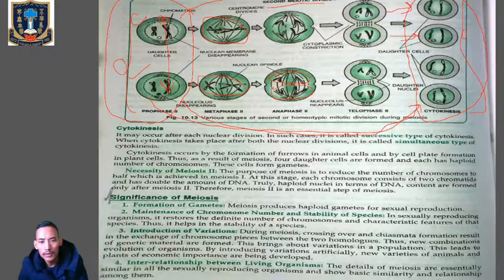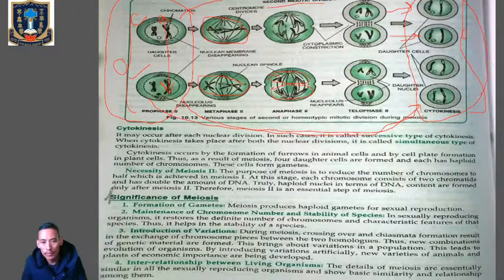Number 2, it helps in the maintenance of chromosome number and the stability of species, because in sexually reproducing organisms it helps restore the diploid number of chromosomes. Number 3, meiosis introduces variation. There will be crossing over, the exchange of genetic material between two homologous chromosomes, which helps introduce variation. That's why there is variation in the offspring produced by sexual reproduction.